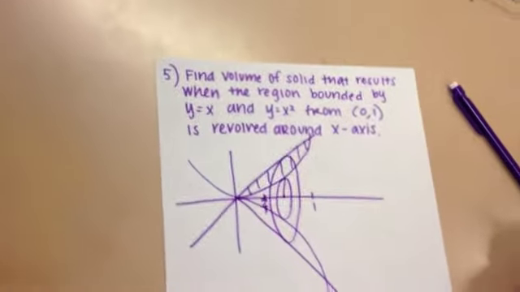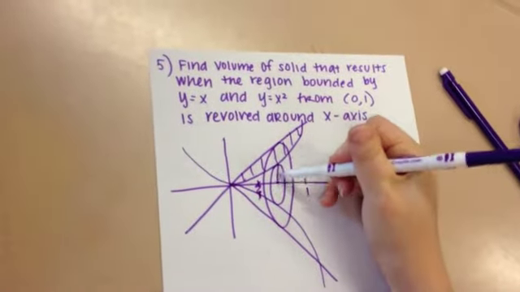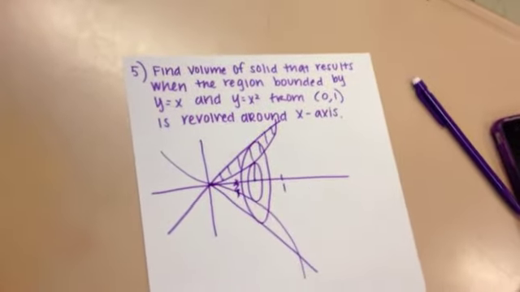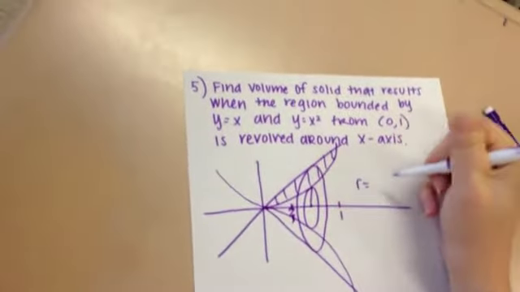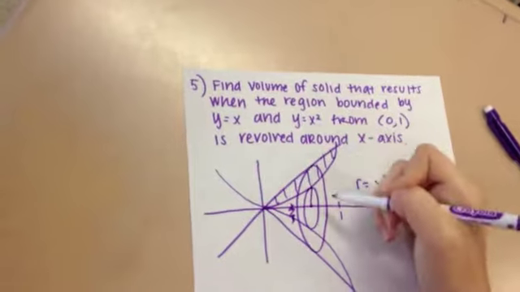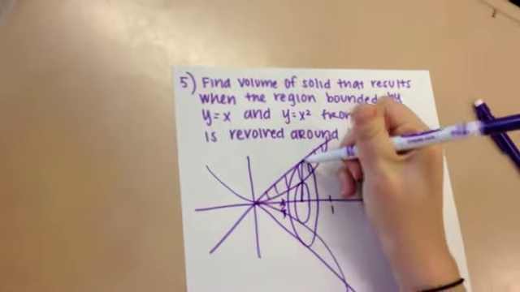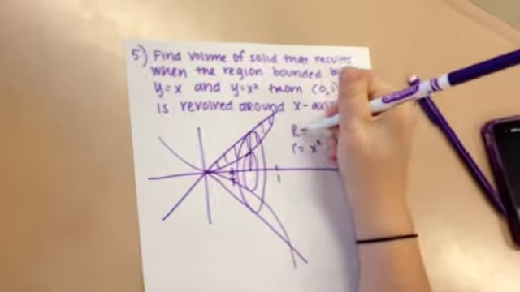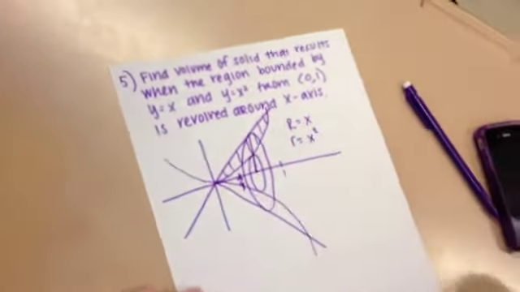Perfect. Now what you want to do is find what the 2 radiuses are from the x-axis. So that one is just from the x-axis to x squared, right? Mm-hmm. So you can write a little r equals x squared. And this big radius is from the x-axis to x. So it's just x, right? Yes, perfect.